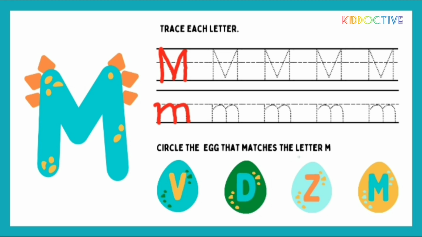Circle the egg that matches the letter M. Letter M looks like this. So find out from these letters where is the letter M. Yes, the yellow egg.